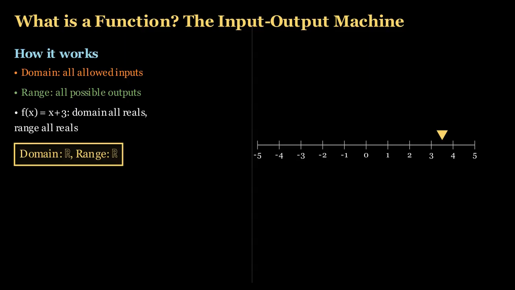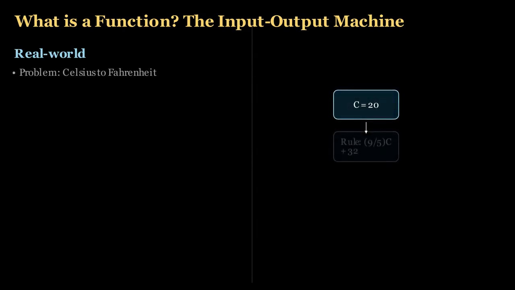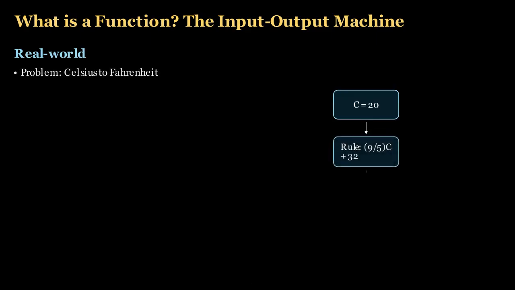Here, C is our input variable, like x. So we just feed 20 into the machine. 9/5 times 20 is 36, plus 32 gives 68. So 20 degrees Celsius is 68 degrees Fahrenheit. Notice the function gave exactly one output for our input.